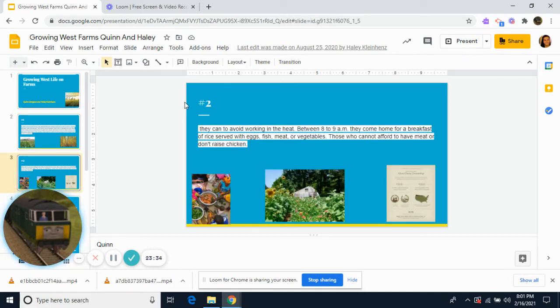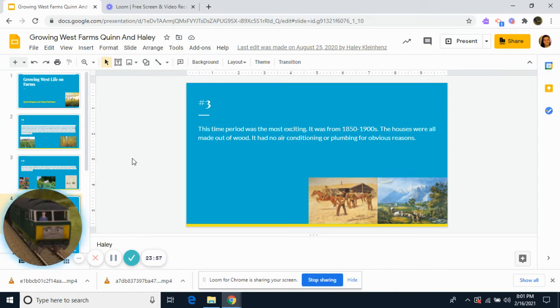All right. They can avoid working in the heat by working between 8 and 9 a.m. They come home for breakfast, where rice is served with eggs, fish, meat, or vegetables. Those who cannot afford meat or don't raise chickens eat without it.